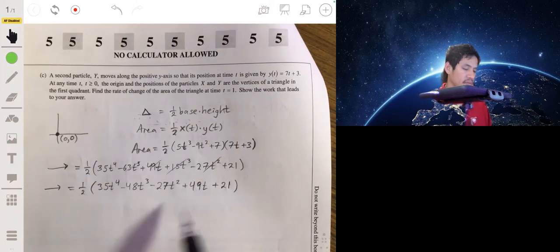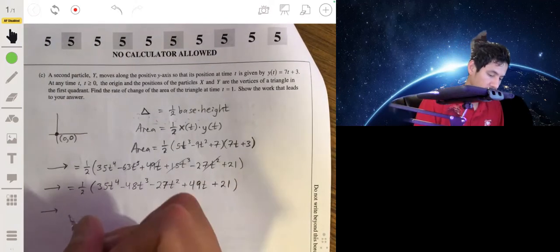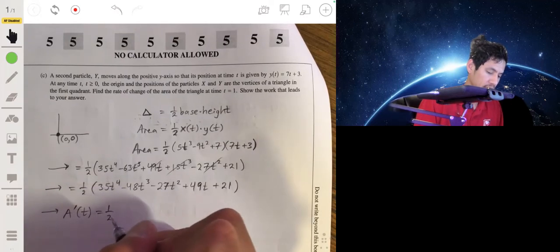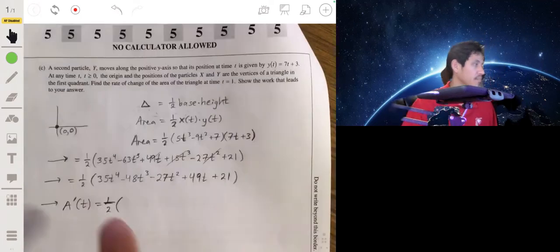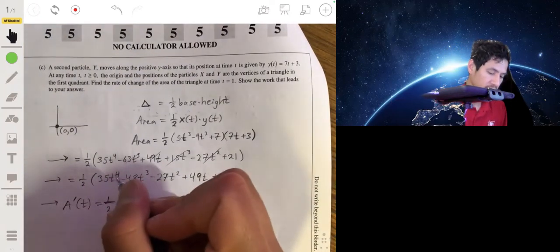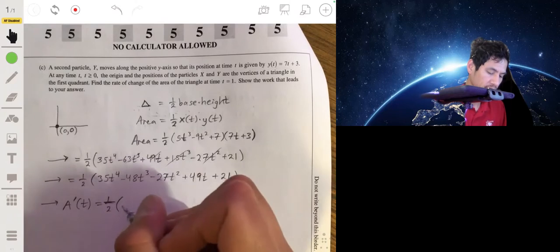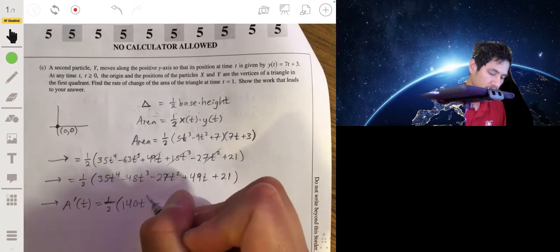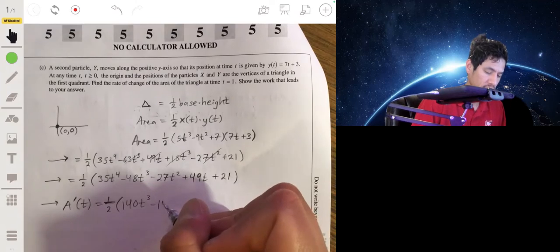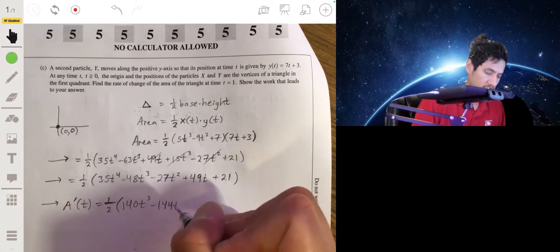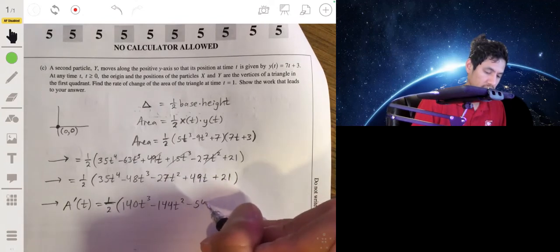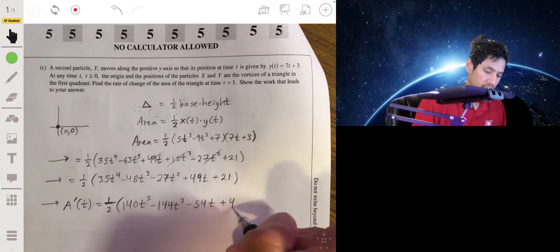Now let's just take the derivative of this. So then we'll call it A prime of t. Keep that 1/2 as our coefficient because it's just going to be 1/2 times the derivative of this. So 4 times 35, 140t cubed. It's 3 times 48, so minus 144t squared, minus 54t plus 49.